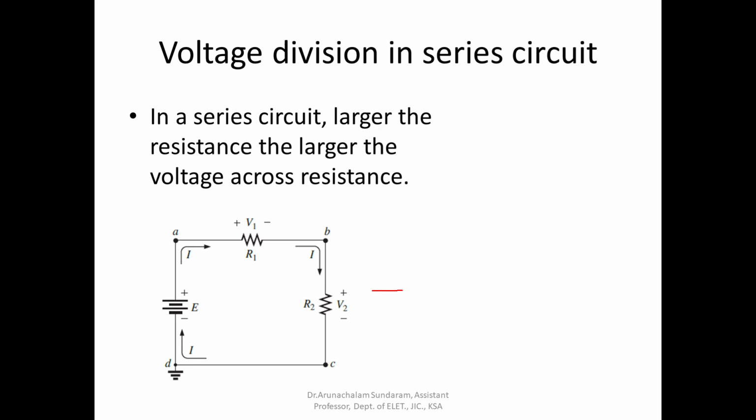When they give a circuit, you have to draw an equivalent circuit. What do you mean by equivalent circuit? Circuit with only one source and one resistance. This resistance is called equivalent resistance, R total, and this is the voltage E. So from this equivalent circuit, we can calculate the source current.